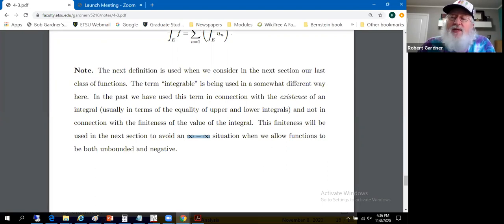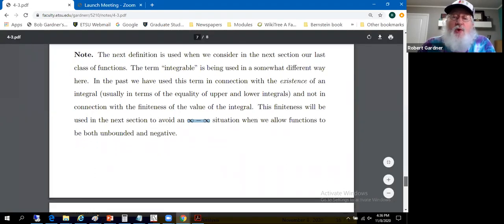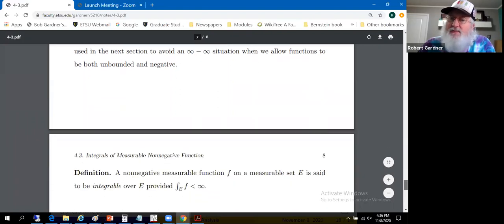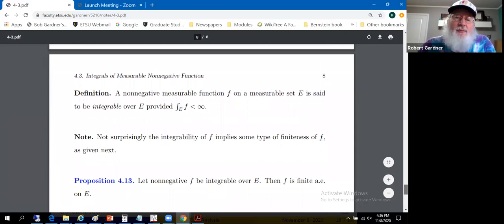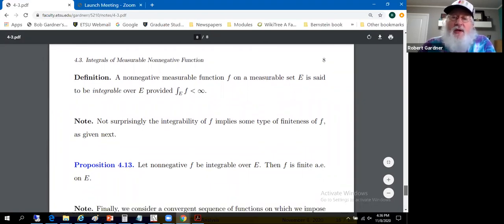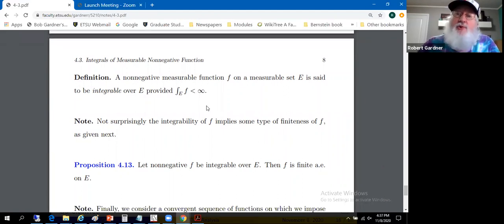So the following definition involves the word integrable in a new setting. So beware, this is an unfortunate choice of terminology in my opinion, because it reminds me of something else. We've used this term in other settings. And the motivation for this is not entirely relevant to this section. We're doing this now because it applies to non-negative measurable functions, the functions we're talking about in this section. But the real application of this definition will be in the next section.